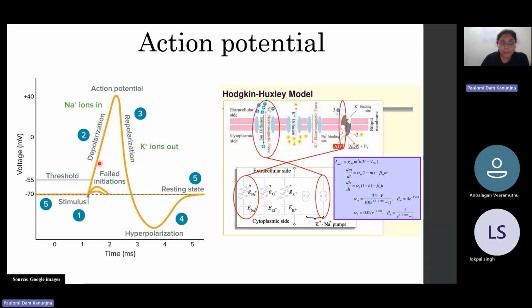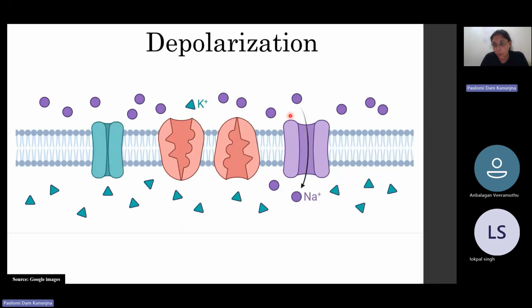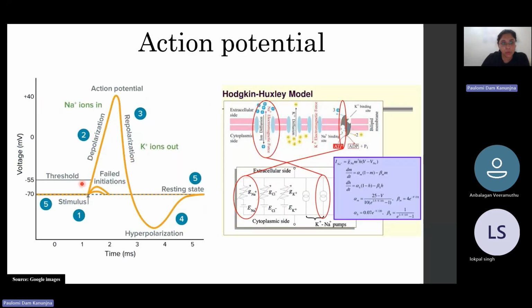Now, the first step is depolarization, when suddenly there's a rush of sodium inside the cell. Now, how does that happen? That happens when these gates here open up. As soon as the gates open, the sodium ions keep moving inside. So your sodium ions have now started moving inside.